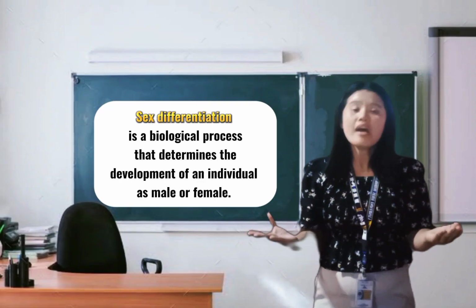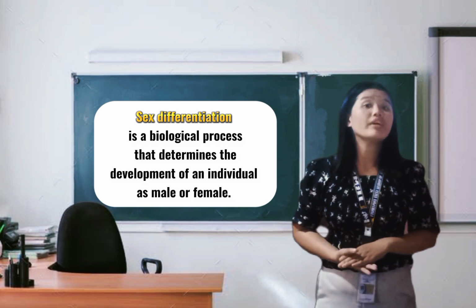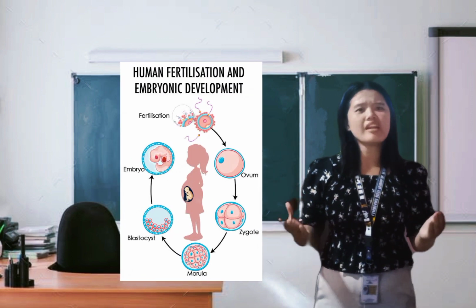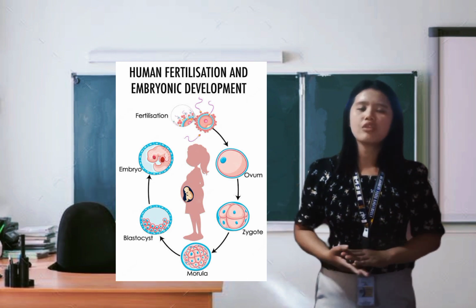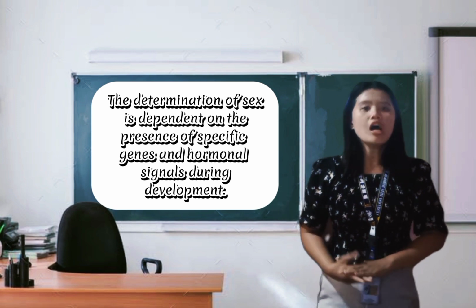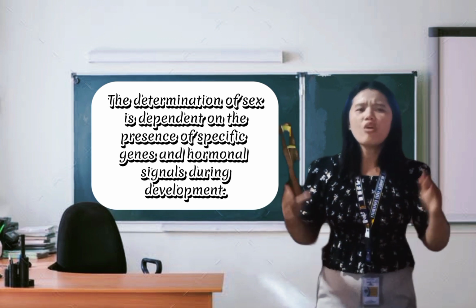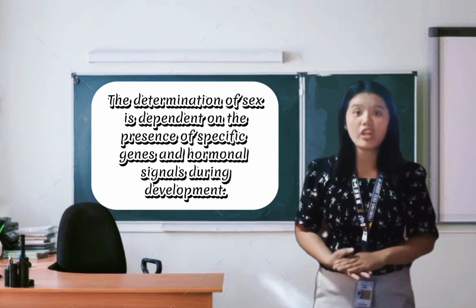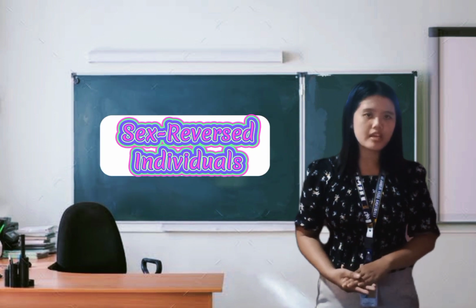Sex differentiation is a biological process that determines the development of an individual as a male or female. The process is initiated at the moment of fertilization and continues throughout fetal development. The determination of sex is dependent on the presence of specific genes and hormonal signals during development. However, in some cases, the normal process of sex differentiation can be disrupted, leading to sex-reversed individuals.